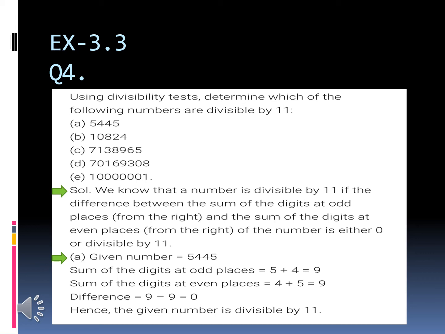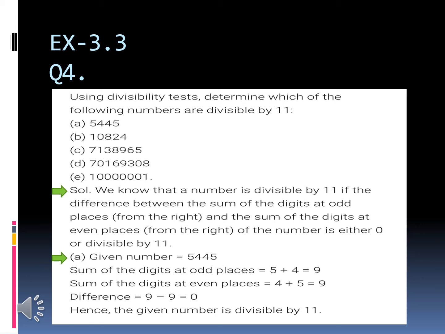So the first number is 5445. Right? So we know that a number is divisible by 11 if the difference between the sum of the digits at the odd places and the sum of the digits at the even places of a number is either 0 or a multiple of 11. Right? Odd places and even places means the alternate digits. Right? You have to start from the right hand side only. Always start from the right hand side.